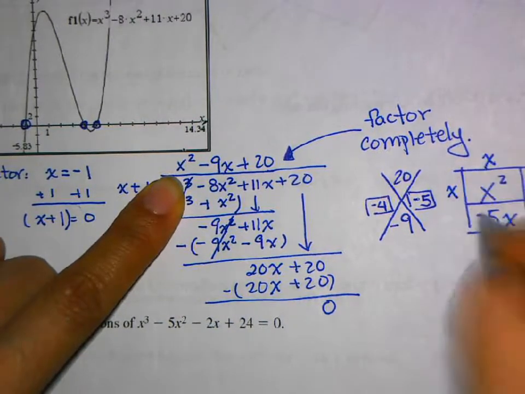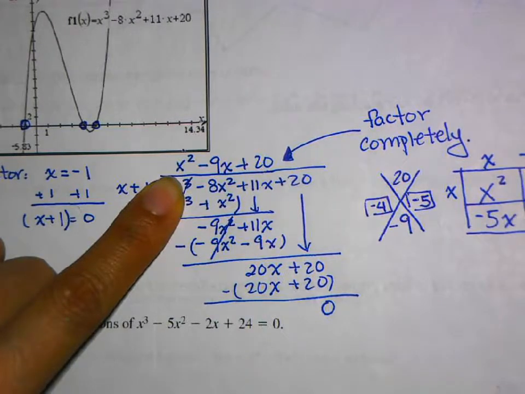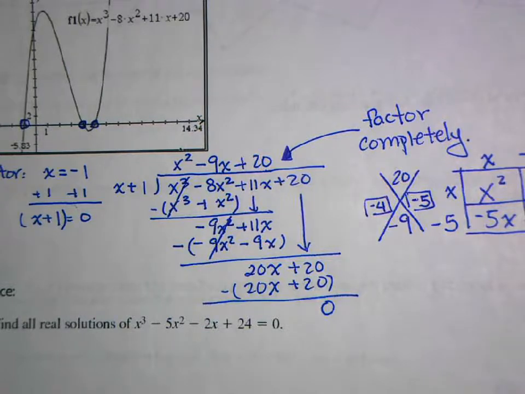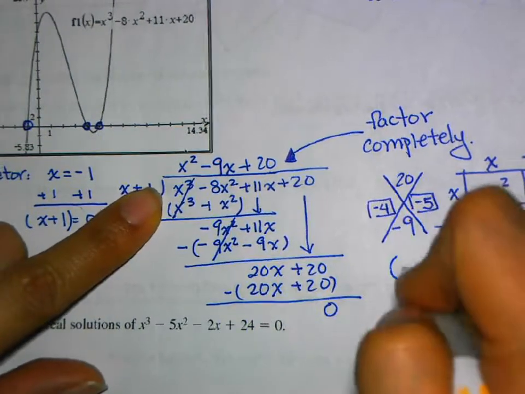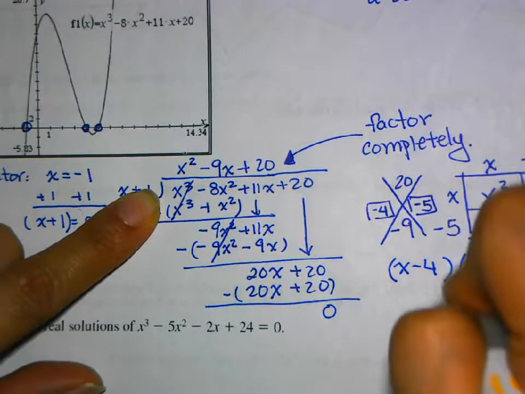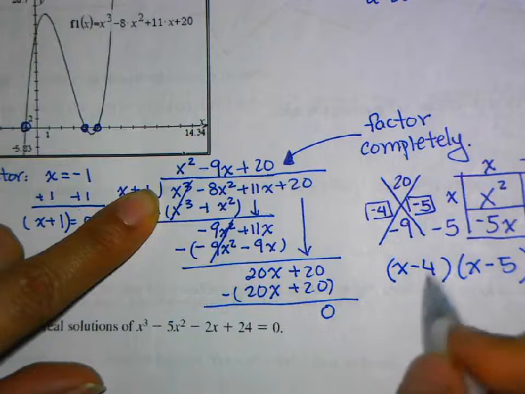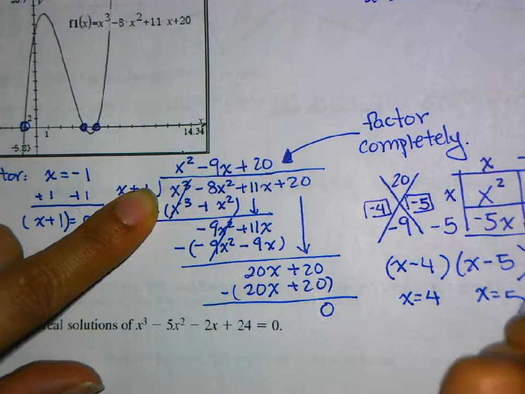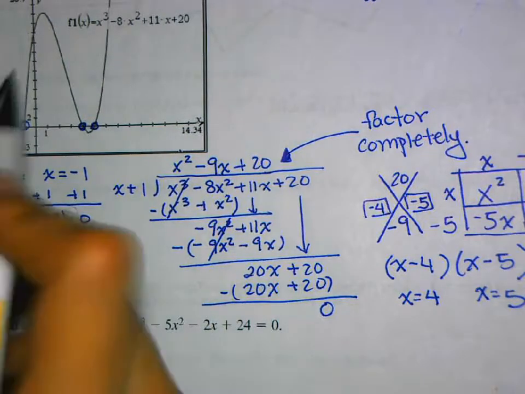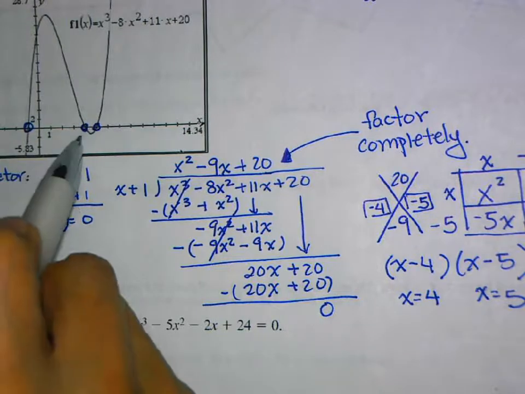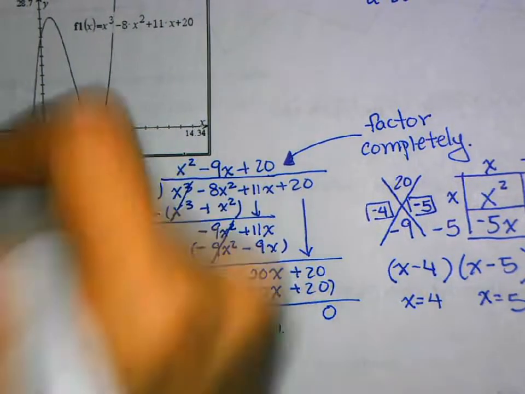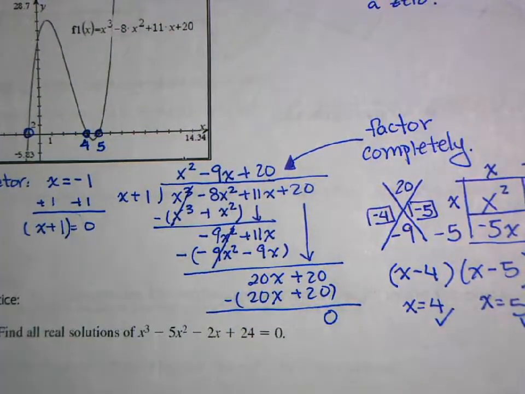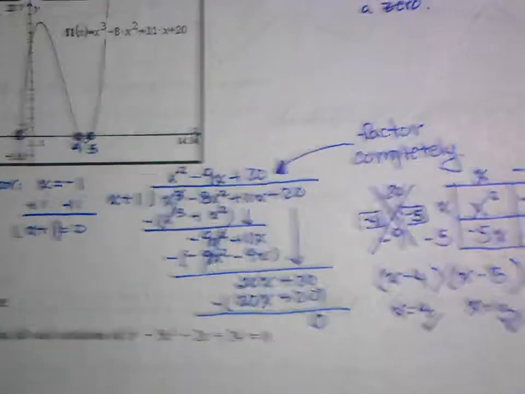So that's going to give me x times x is x squared. X times negative 4 is going to give me negative 4x. X times negative 5 is going to give me negative 5x. So factoring this out, I get x minus 4 times x minus 5. And if I were to solve for the zeros, I know that x equals 4 and x equals 5. And if I'm checking, I can look. This is 1, 2, 3. That is definitely x equals 4. And that is definitely x equals 5. So I just verified that both of these are solutions.